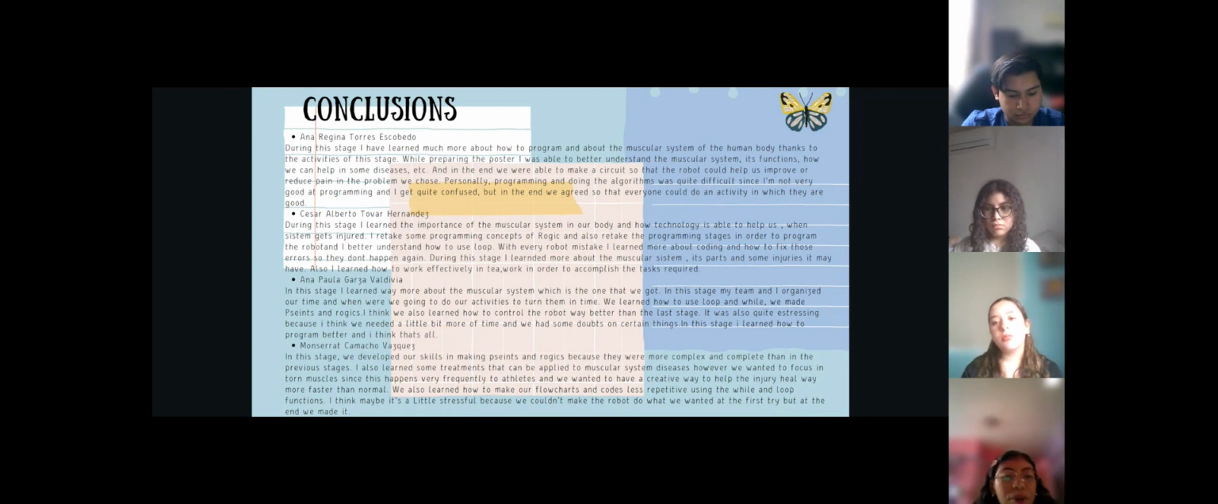Well, in this stage, we developed our skills in making designs and projects because they were more complex and complete than in the previous stages. I also learned some treatments that can be applied to muscular system diseases. However, we wanted to focus on torn muscles since this happens very frequently to athletes, and we wanted to have a creative way to help the injury heal way faster than normal. We also learned how to make our flowcharts and codes less repetitive using the while and loop functions. And finally, I think maybe it was a little bit stressful because we couldn't make the robot do what we wanted at first, but at the end we made it.